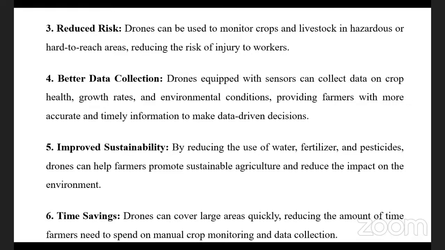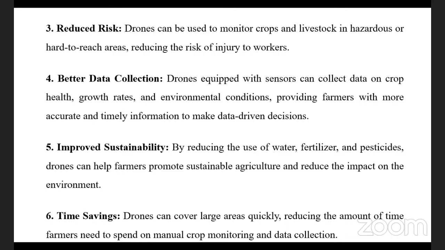Fourth point, better data collection. Drones equipped with sensors can collect data on crop health, growth rates, and environmental conditions, providing farmers with more accurate and timely information to make data-driven decisions.